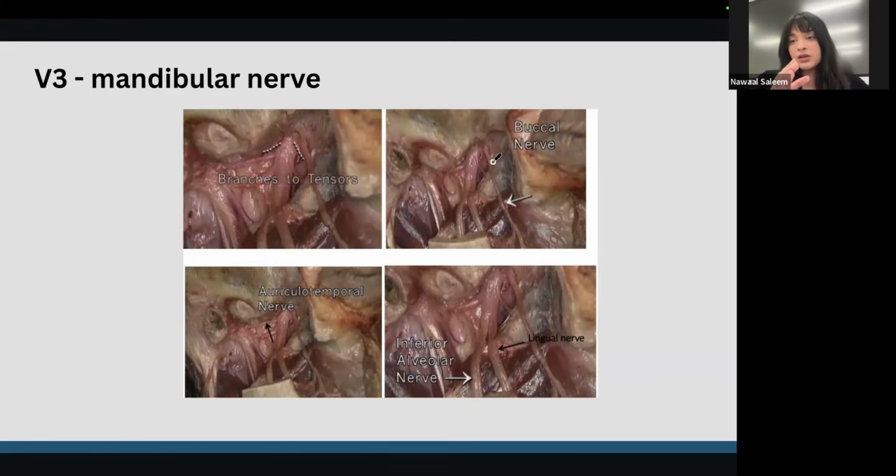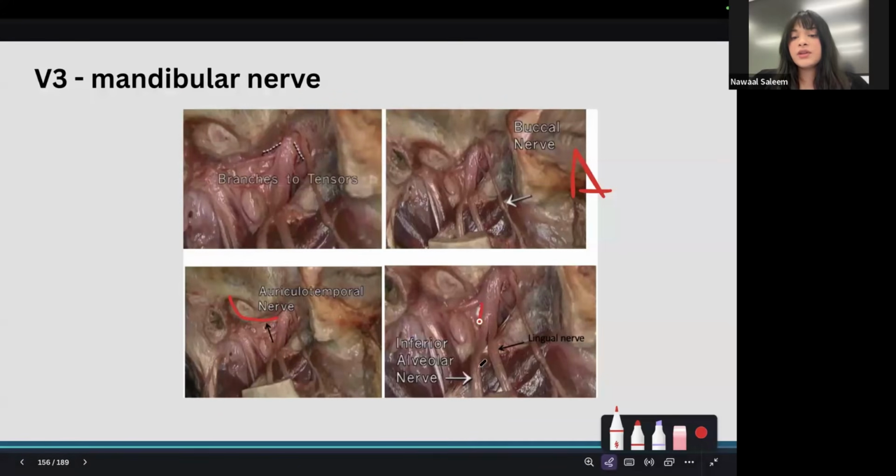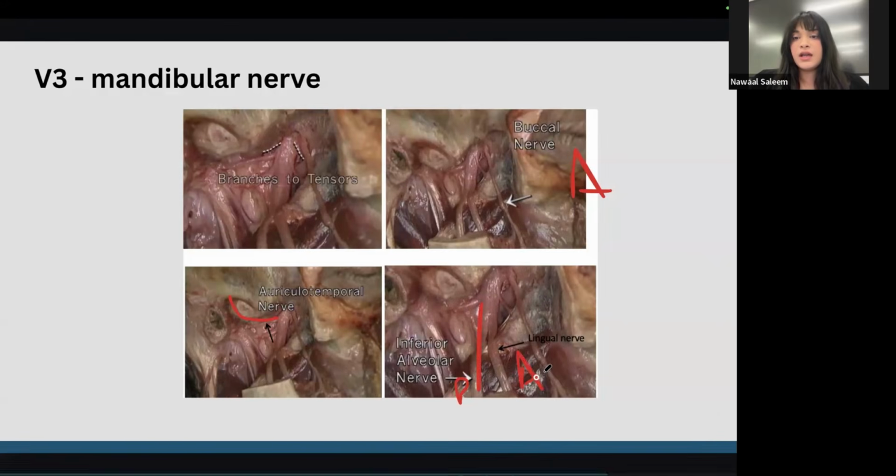So whenever you see the buccal nerve, it is most anterior. So this is the anterior side, right? And then you have the auriculotemporal nerve, it's going to curve upward. Inferior alveolar nerve is in the back, so this is posterior, and lingual nerve is in the front, so this is lingual. And this long one over here is the buccal.